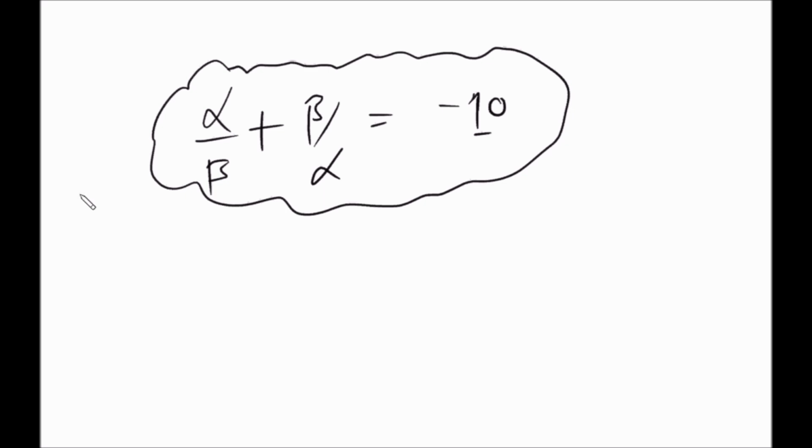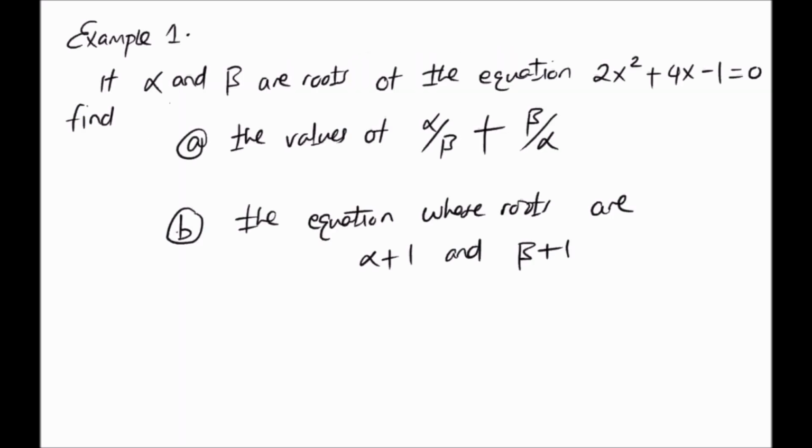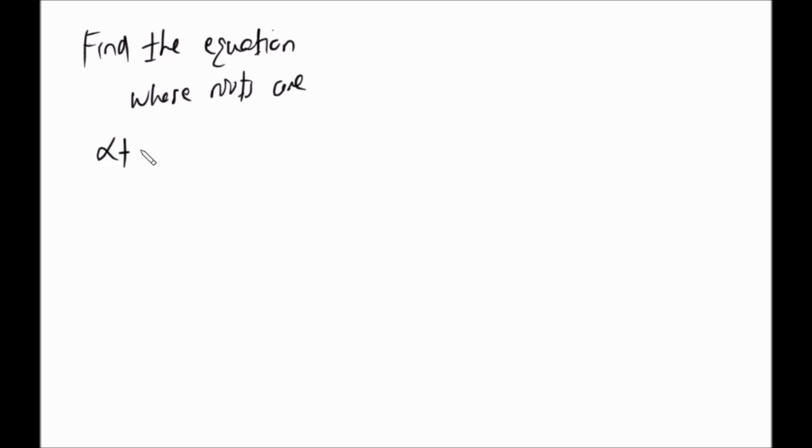That is part A. Let us see now part B. Part B says find the equation whose roots are alpha plus 1 and beta plus 1. So find the equation, part B there, whose roots are alpha plus 1 and beta plus 1.